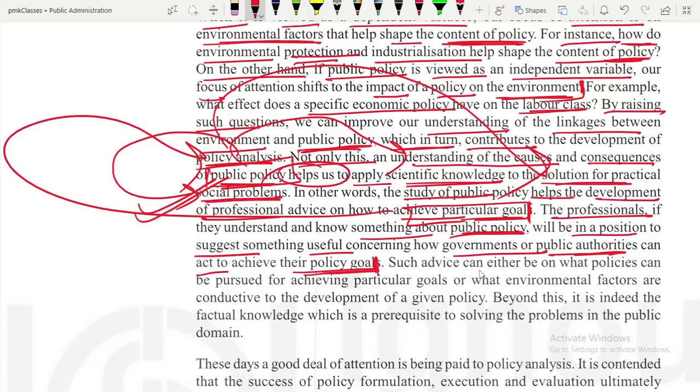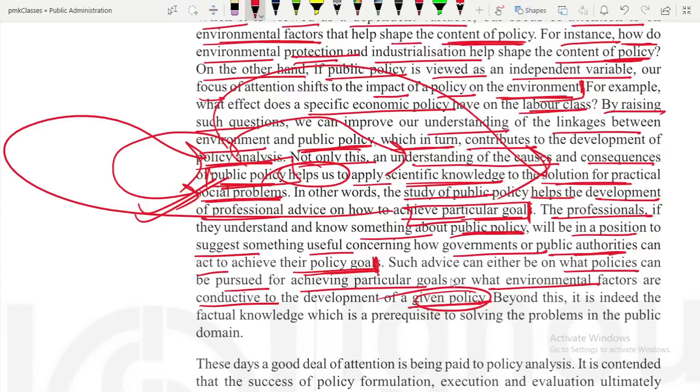Okay, so such advice can either be on what policies can be pursued for achieving a particular goal or what environment factors are conducive to the development of a given policy. So therefore, to understand the public policy is very very important.